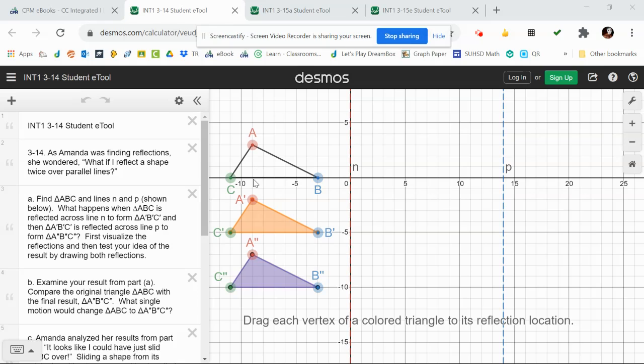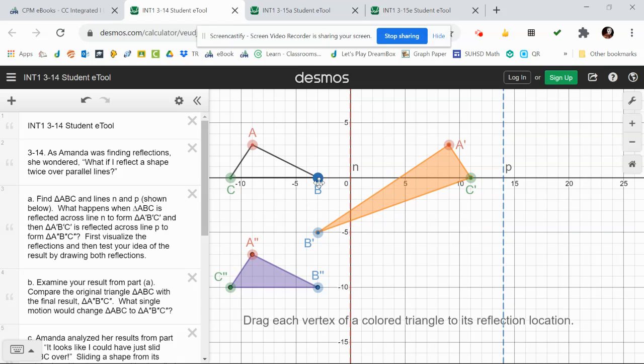If you notice here, A is 9 units away from the line of reflection. So we're going to put A prime 9 units away, at the same height. It has to be the same height because it's straight across. And then C, which is farther back over here, is 11 units away from the line of reflection, so I'm going to move it all the way back here, 11 units away.